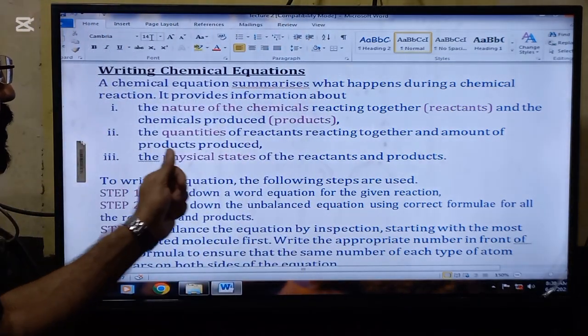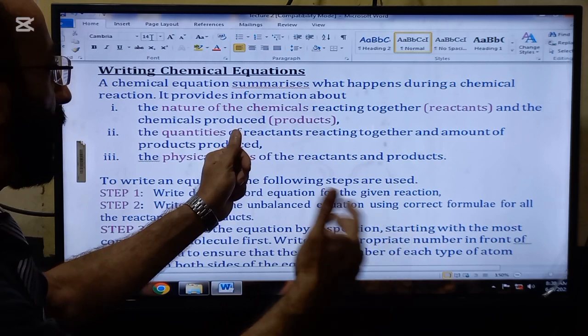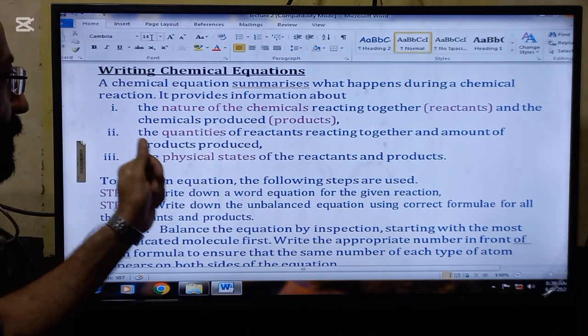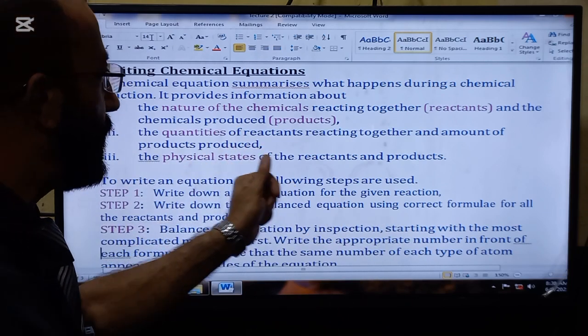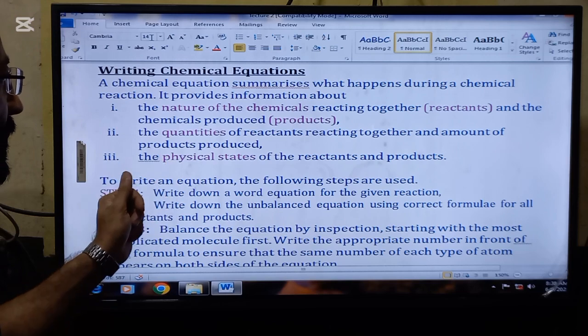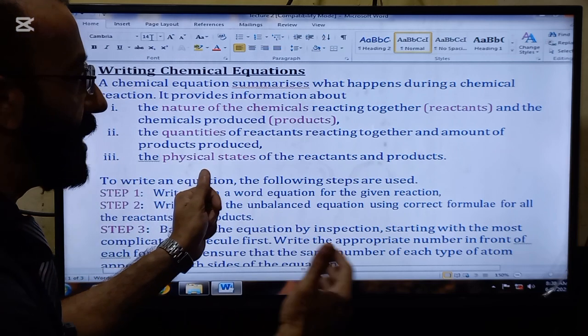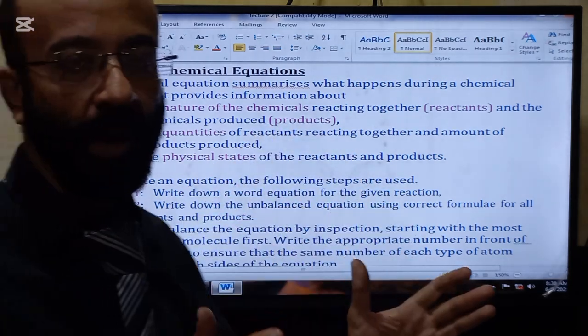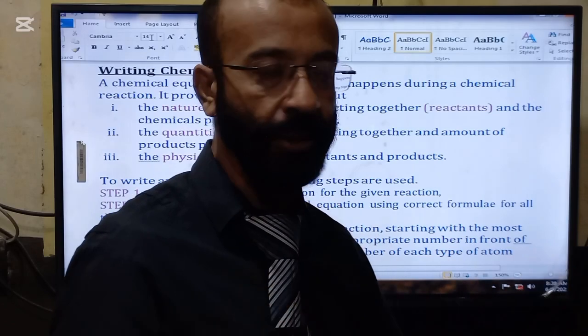So from the chemical equation, we can gain three important pieces of information. Number one, the nature of the chemicals of reactants and products. Number two, the quantities of the reactants and products. And number three, the physical states of the reactants and products that are involved in the chemical reaction.